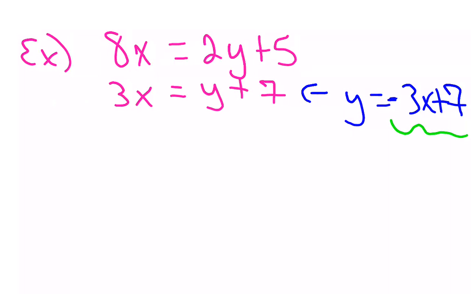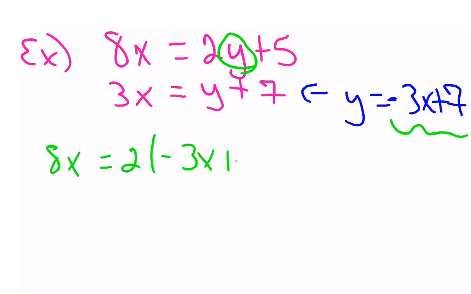Now because I know that difference, that means that anytime I see y in the first one, that's where I'm going to plug it in. So let's rewrite the first equation. 8x equals 2y. Oh, but we know what y is. So instead of y, we're going to write in negative 3x plus 7, plus 5. So everything else is still there from that equation. We just changed the y.